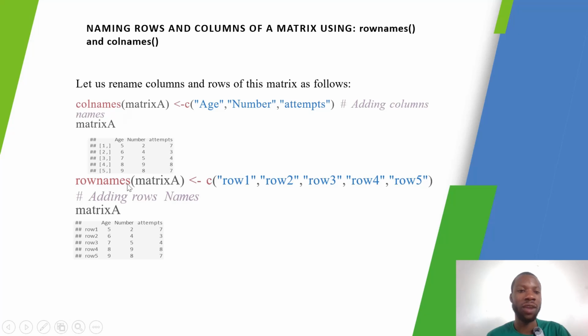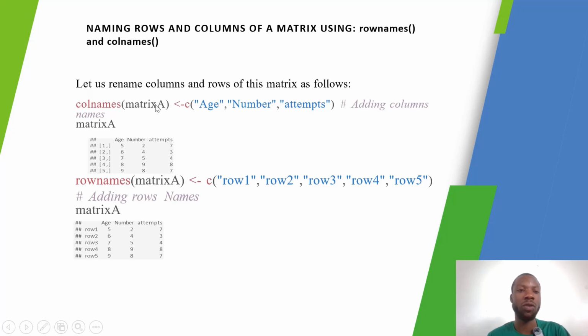So age, attempt, the numbers, the attempt, that is also the column: column number 1, column number 2, column number 3. But if we are talking about the rows: row number 1, row number 2, row number 3, row number 4, row number 5. So the row is horizontal, horizontal-wise, and the column is vertical-wise.